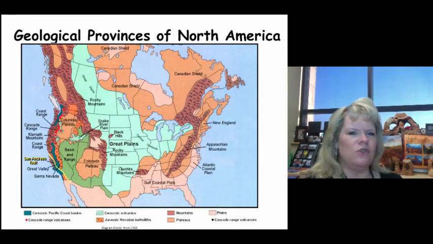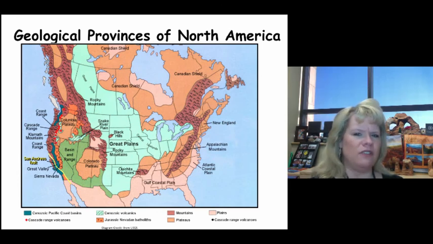So you just learned about some of the key elements on a worldwide basis. Now let's focus in on the geological provinces of North America. When you look at North America, we're going to take a zoomed in look at this, and we're going to show you different parts of the provinces of North America.